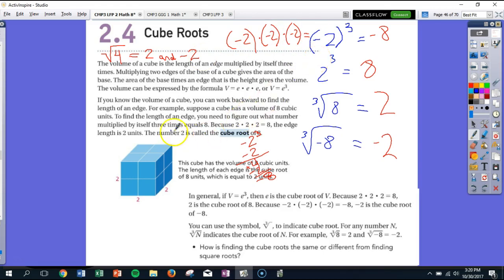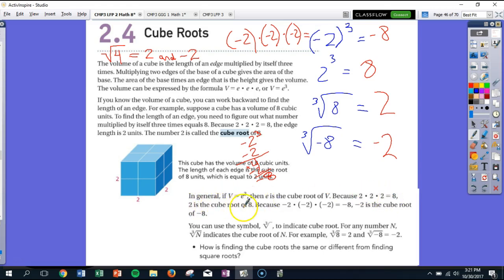Okay. If you want to read through this, pause the video and read through this. You can do that, but I'm not going to hold you up in that. But I do want to read with you down here. It says, in general, if the volume equals E cubed, then E is the cube root of V. Because 2 times 2 times 2 equals 8.